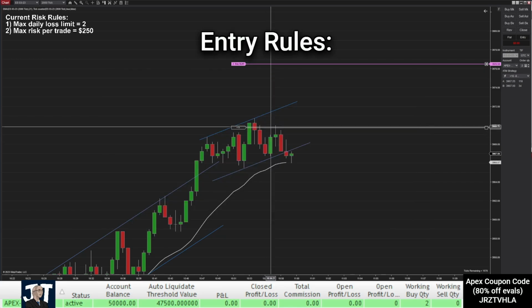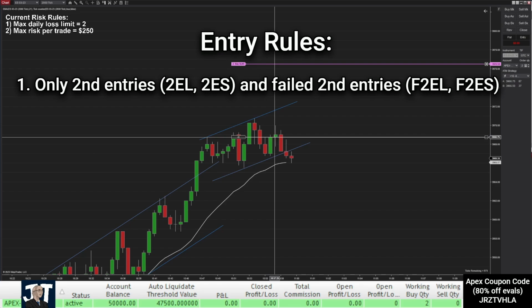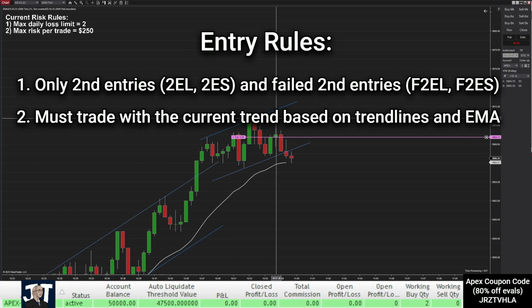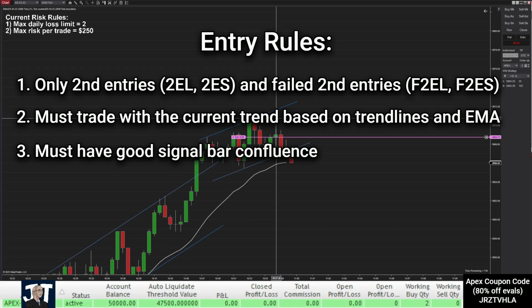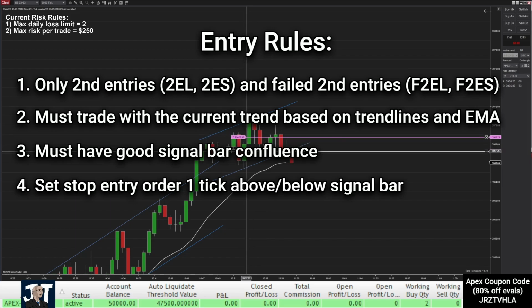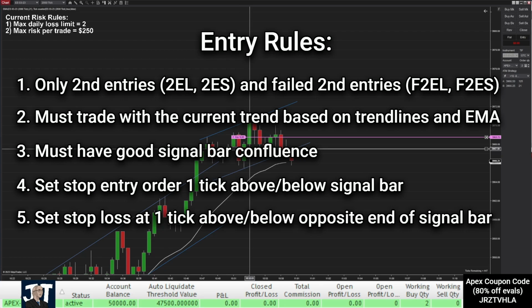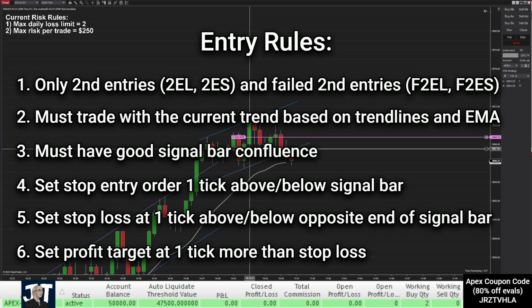Here are my personal trade entry rules. 1. I can only take second entries and failed second entries for now. 2. I must trade with the current trend based on trend lines and the exponential moving average. 3. I must have good signal bar confluence. 4. I'll set my stop entry order one tick above or below the signal bar. 5. I'll set my stop loss at one tick above or below the opposite end of that signal bar. And 6. I'll set my profit target at one tick more than the stop loss to ensure that each trade's reward to risk ratio is at least 1-to-1 after commissions.